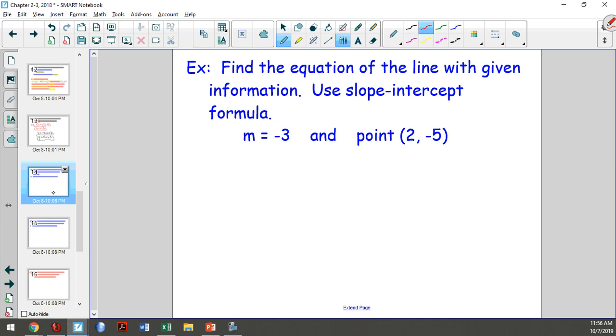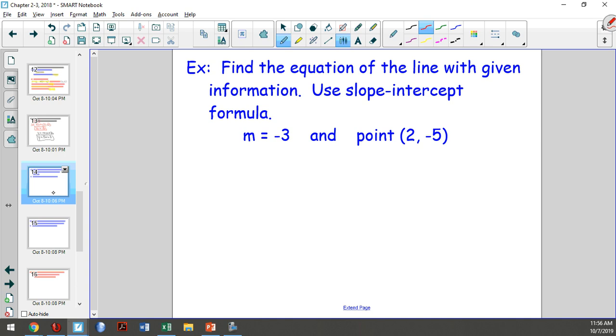Okay, well, what happens if I don't give you a y-intercept? How do I know I did not give you a y-intercept? There's not a 0 in front of the y value there. I gave you the point 2, -5. That is not 0b. Do we all understand that?